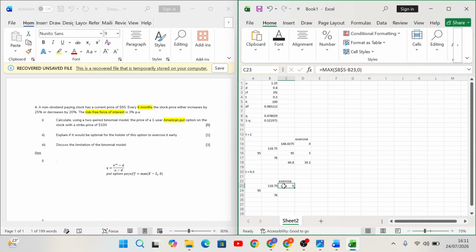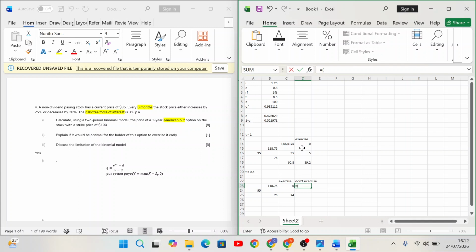That's what you get, and then do the same for here. So this is if we exercise. If we do not exercise, the value of the option will be the discounted values from time 1, which is again why we had calculated the discounting factor here. So this is also where we will use these synthetic probabilities.